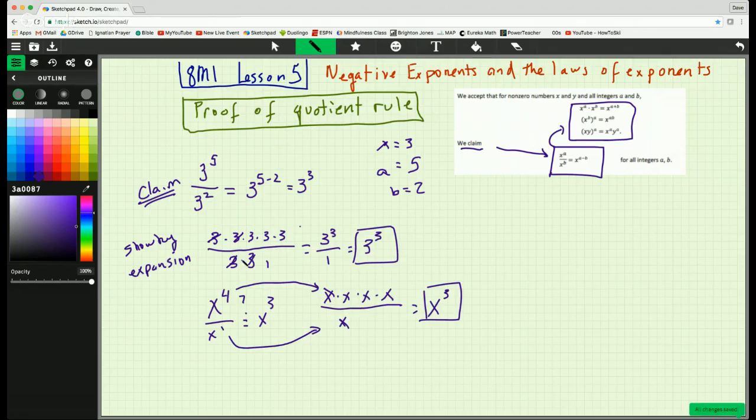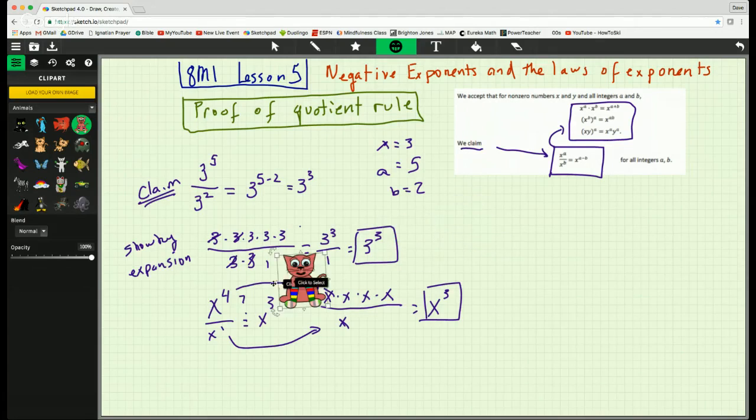So you can see why it has to do with subtraction. The answer is not going to be dividing 5 by 2. It's not going to be dividing 4 by 1. It's going to be subtraction, and we can see it if we expand it first and then simplify. And then we can start to use our rule.